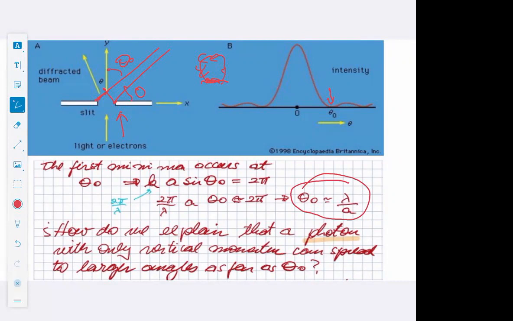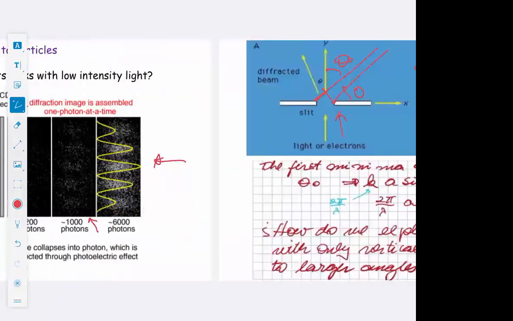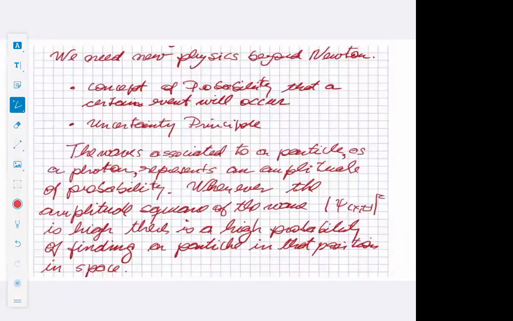Because to get there, it means that it has to go in this direction. So this is a particle that actually has to go in that direction. This is where the new physics comes in, and we have this uncertainty principle. So we need new physics to go beyond Newton.